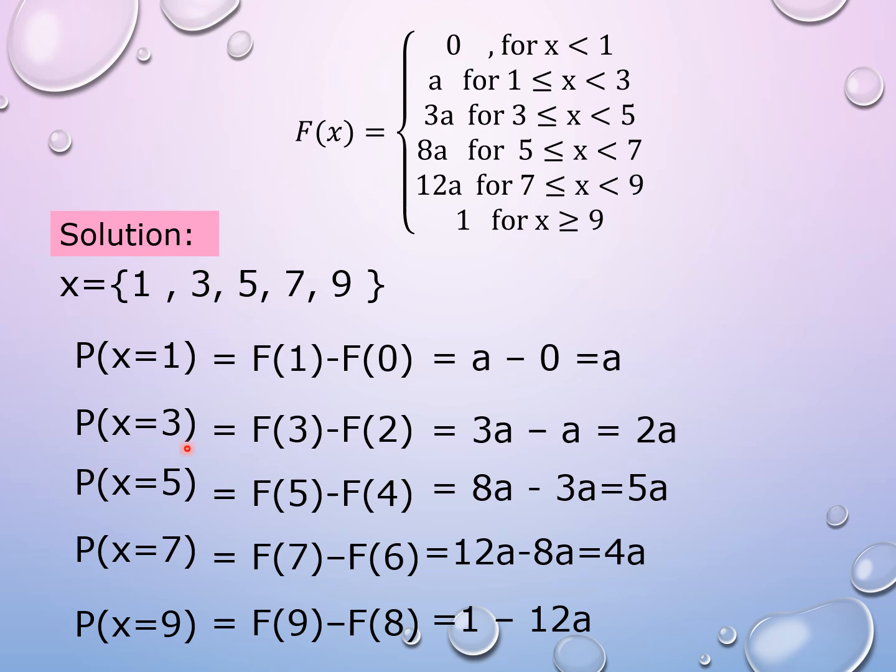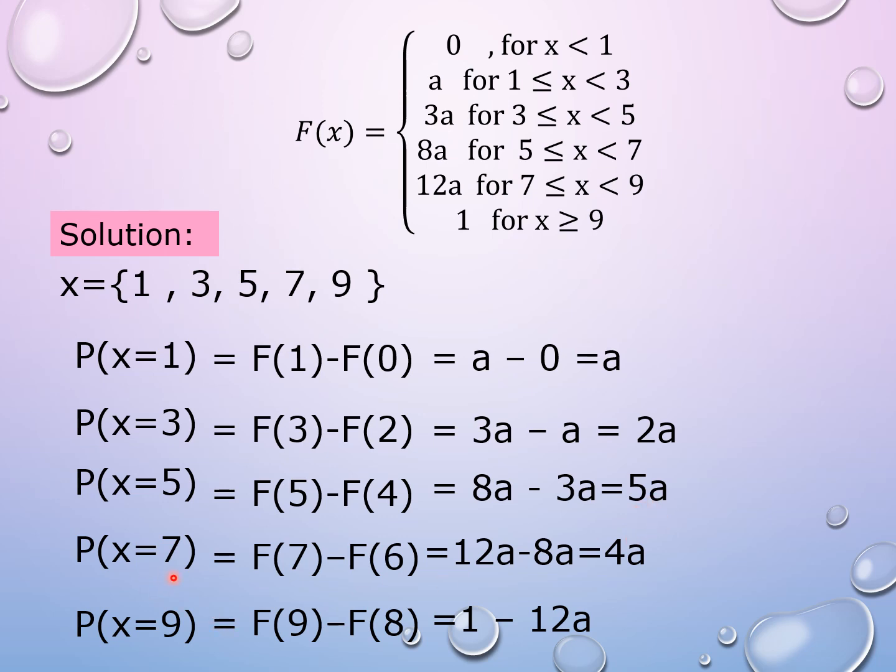Probability x equal to 3 is F3 minus F2. So F3 is somewhere here, 3a. F2 is somewhere here, which is a. So you just minus it, 3a minus a, you get 2a. Probability x equal to 5. F5 here is 8a, and minus F4. F4 is here. 8a minus 3a, you get 5a.